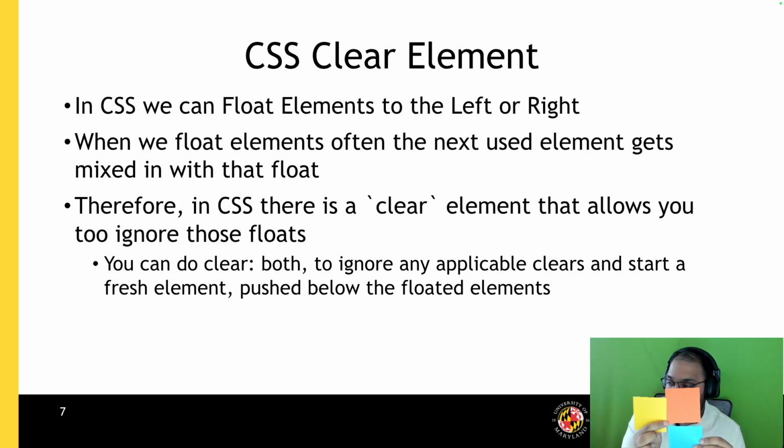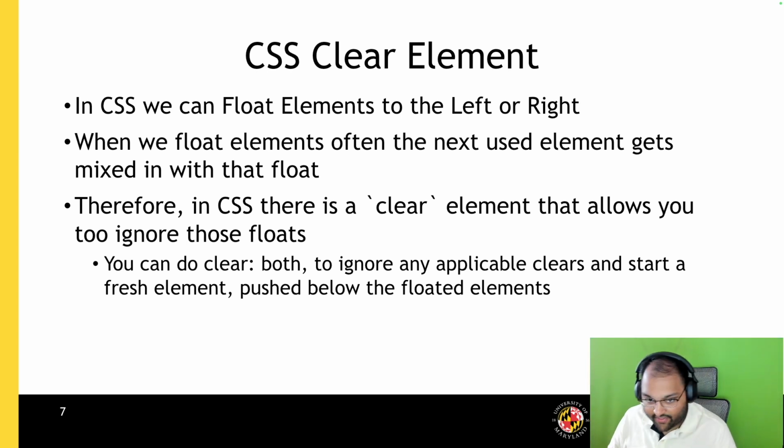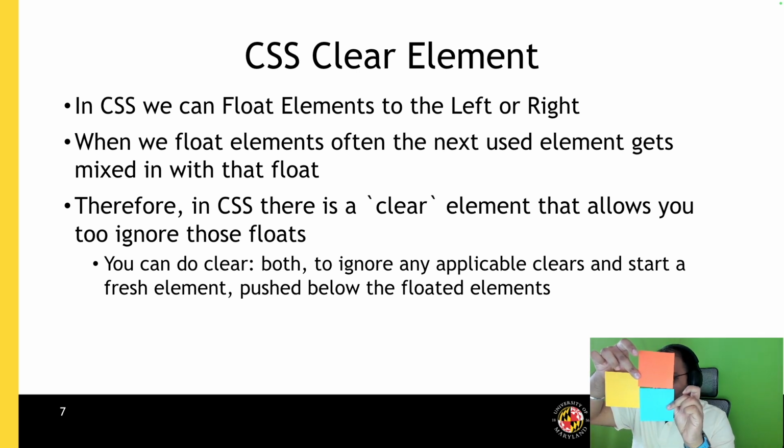So what we can do in CSS is leverage this concept of a clear. A clear element allows you to ignore both of these floats and say, okay, I'm going to start all the way at the next line below both of these floats. And you can do something called a clear both to ignore any of the applicable floats and start a fresh element pushed below those floats, like I showed. So remember, we have two floats here, and now the blue comes in, and without the clear, it would be here somewhere, but with the clear, it would start down here.